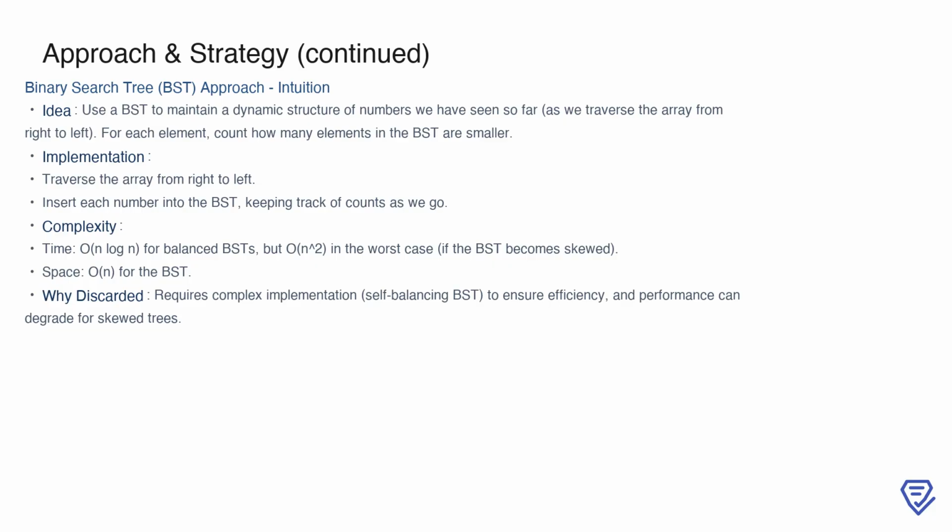While this approach has the potential to be faster than brute force, with a time complexity of O(n log n) for balanced BSTs, it faces challenges. In the worst case, the tree can become unbalanced, leading to a time complexity of O(n squared). Additionally, implementing a self-balancing BST, such as an AVL or red-black tree, adds complexity to the solution. These drawbacks make the BST approach less appealing for this problem.